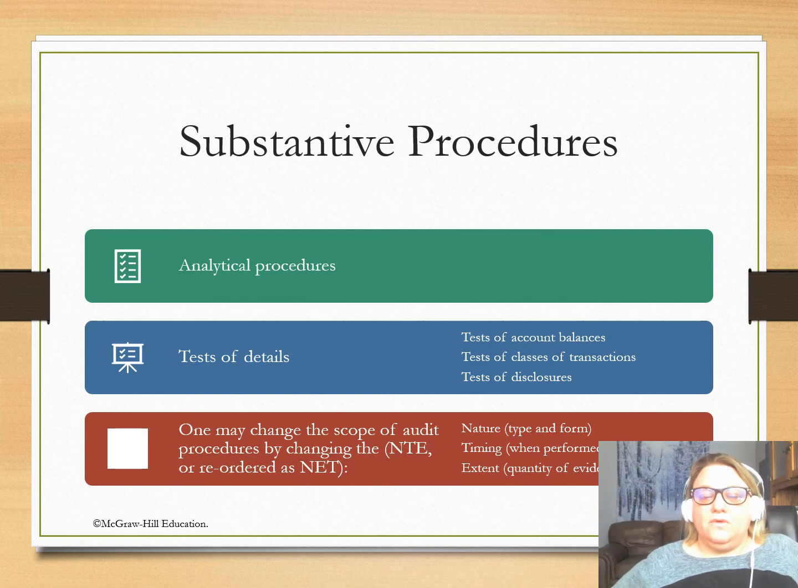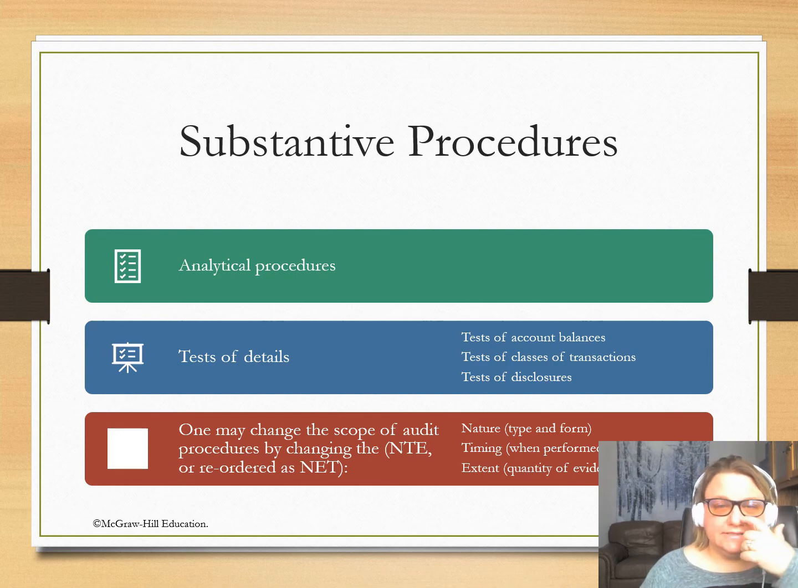Okay, remember those ratios from way back in your early intermediate accounting days? Just go back and look at the very first chapter. Anyway, analytical procedures are performing those ratio analyses. Tests of details are actually going out and checking account balances and disclosures and so on and so forth.